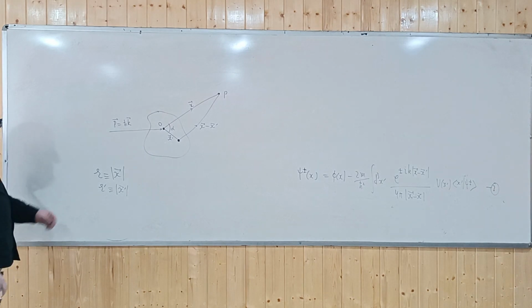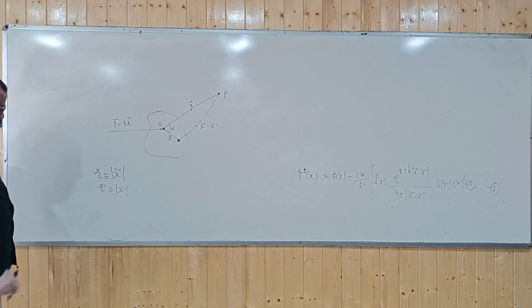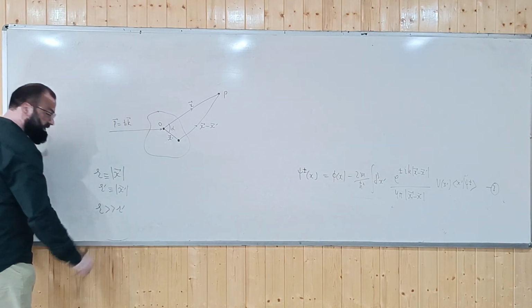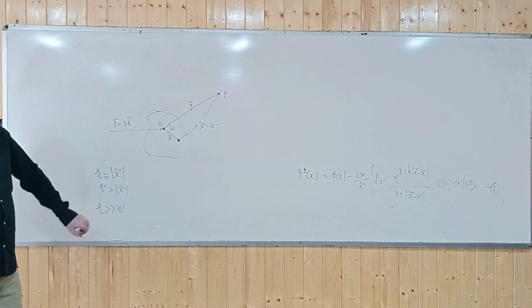Okay, so alpha is the angle between r and r prime. Clear? Okay, so what is our region? So r is very large compared to r prime. So this is our domain.